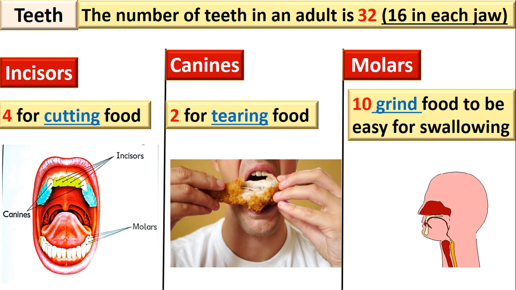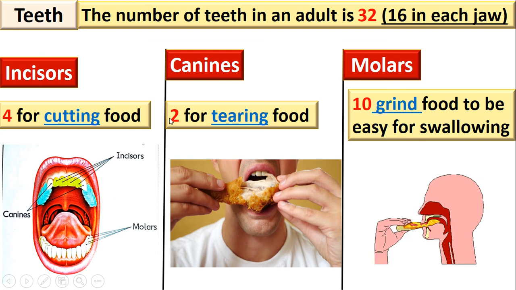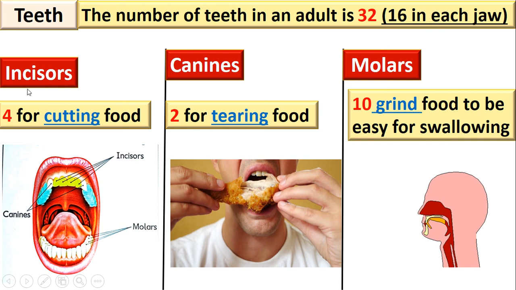What's the meaning of grinding food? Crushing the food so it can be easy to swallow. Like in this picture, we are crushing the food to make it easy to swallow. So again, the teeth types are 4 incisors, 2 canines, 10 molars. 4 incisors for cutting, 2 canines for tearing, and 10 molars for grinding. Super.